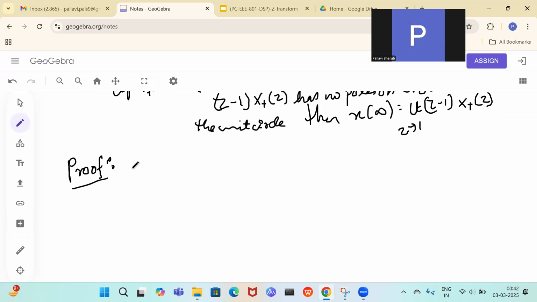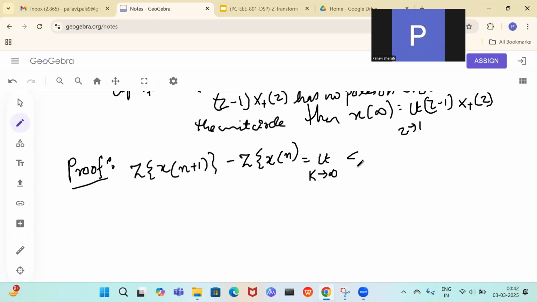So see, in this you have to remember that if you take the Z transform of x of n plus 1 and subtract from it the Z transform of x of n, you can write this thing as limit k tending to infinity, summation n equals 0 to k, of x of n plus 1 minus x of n, times z to the power minus n. Now this k is tending to infinity just because we are giving the infinity a variable name.